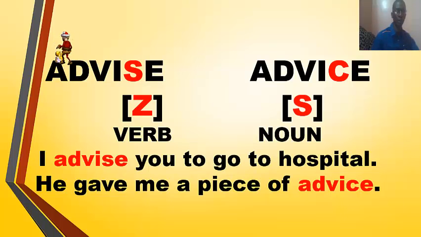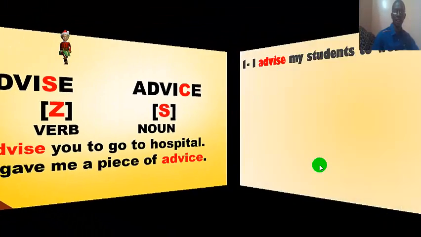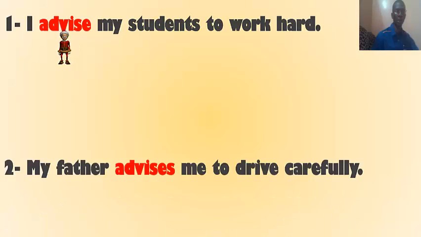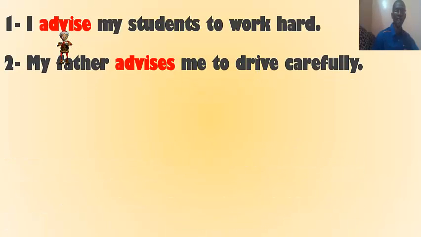Uncountable noun. Example, I advise you to go to hospital. Je te conseille d'aller à l'hôpital. I advise with Z. He gave me a piece of advice. Il m'a donné un conseil. Au singulier, a piece of advice. Advice. Okay? Yes, as examples, I advise my students to work hard. Je conseille à mes élèves de travailler dur. My father advises me to drive carefully. Mon père me conseille de conduire prudemment.